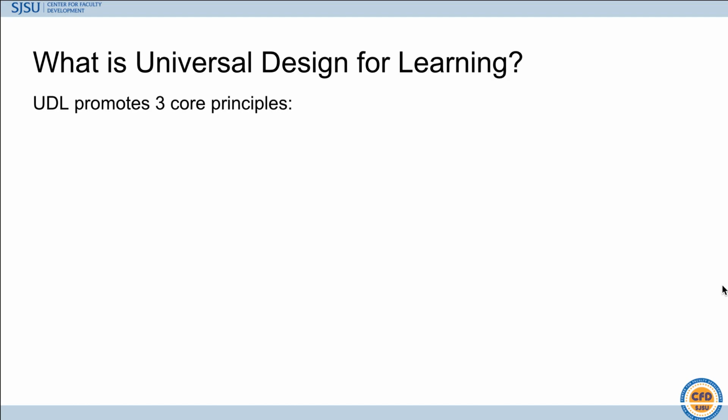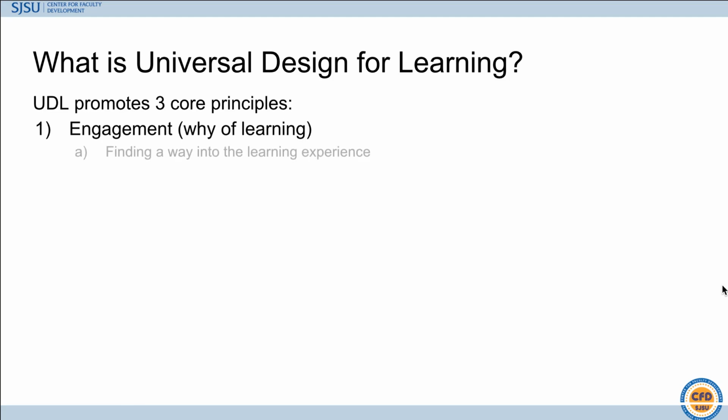UDL promotes 3 core principles, and these 3 core principles build on the affective, recognition, and strategic networks of the brain. The first is engagement. Engagement is the why of learning. Engagement includes finding a way into the learning experience.